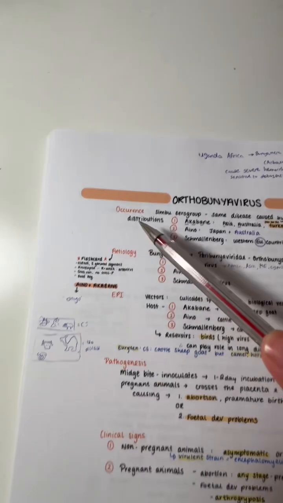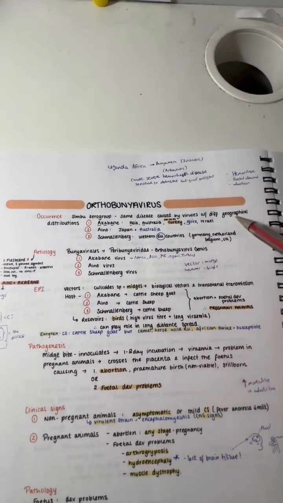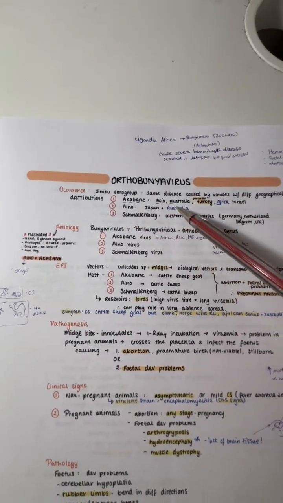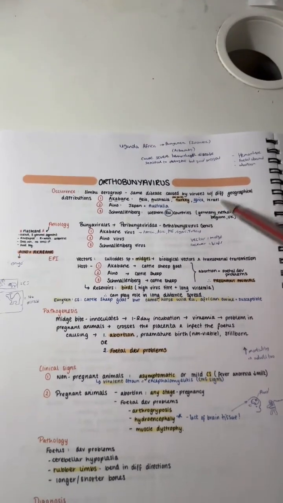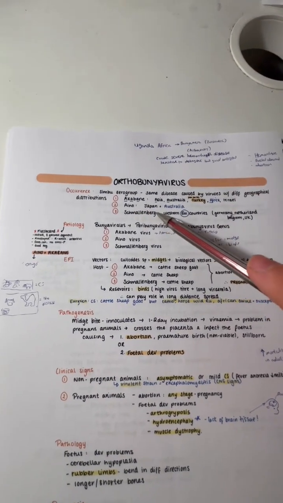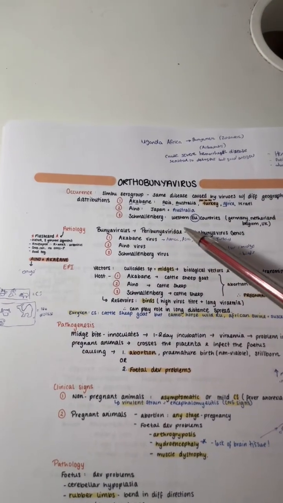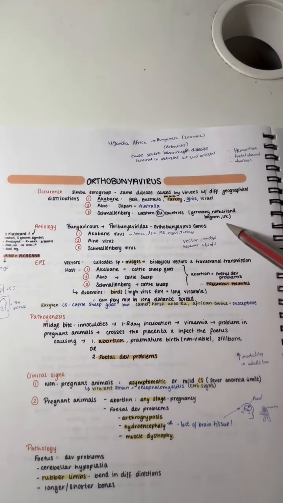For the occurrence, the Simbu serogroup is the same disease caused by viruses with different geographical locations. The Epi1 virus is found in Asia, Australia, Turkey, Africa, and Israel. The Onyo virus is found in Japan and Australia. And the Schmallenberg virus is found in Western European countries such as Germany, Netherlands, Belgium, and the UK.